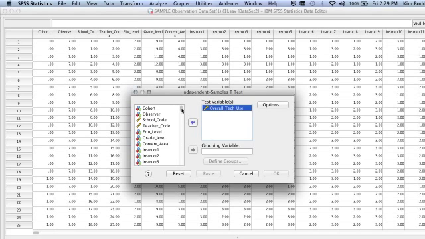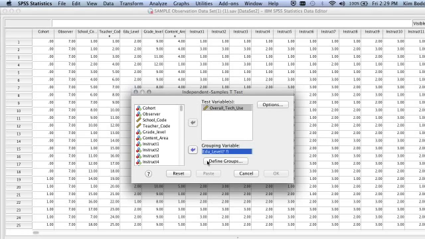And I want to look by education level. So this is middle school or high school. So I'm going to put education level into my grouping variable box, which you could also call the independent variable box. This is the thing that is not changing. This is static.